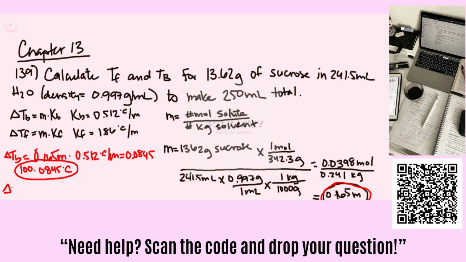pure water. Now we can figure out the freezing point by doing the same thing, plugging in the molality that we solved over here, plugging in that constant, and that gives us 0.277 degrees Celsius, or a freezing point of negative 0.277 degrees Celsius.